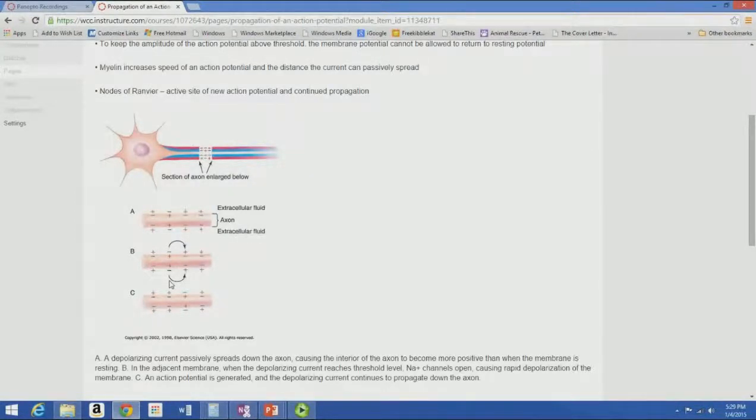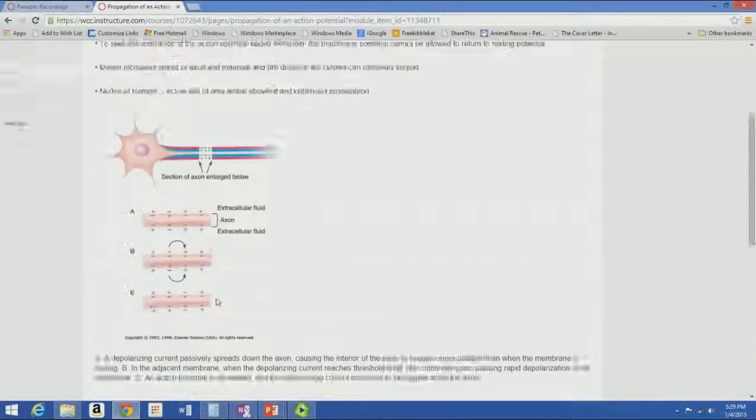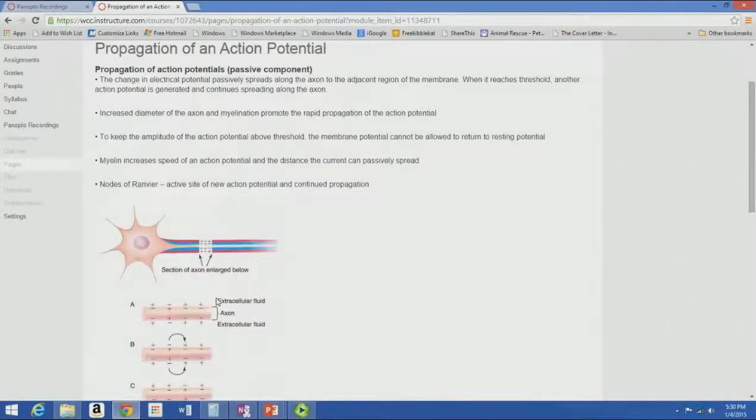When you get to the point where you activate those voltage-gated channels in the next section of axon, it'll regenerate an action potential and rapidly depolarize the membrane. So in that way it propagates down the axon, which is how you keep it moving.